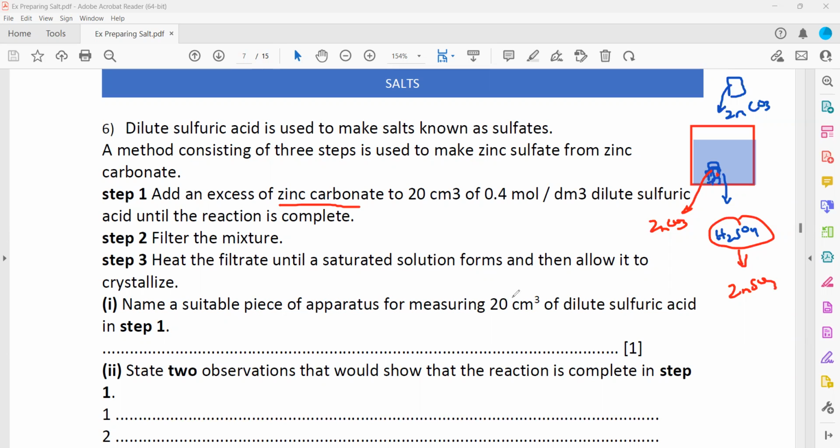Name a suitable piece of apparatus to measure 20 cm3. If you want to accurately measure 25 cm3, it's a pipette. Or if it was 20.0, then it will be a burette. But here it's 20. We don't need an exact volume, just an approximate volume. So for that, we can use a measuring cylinder.